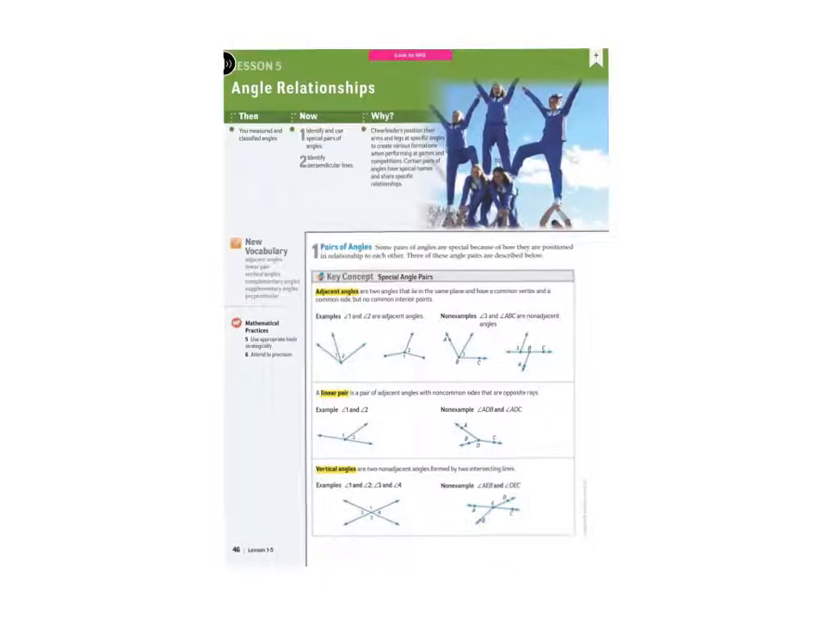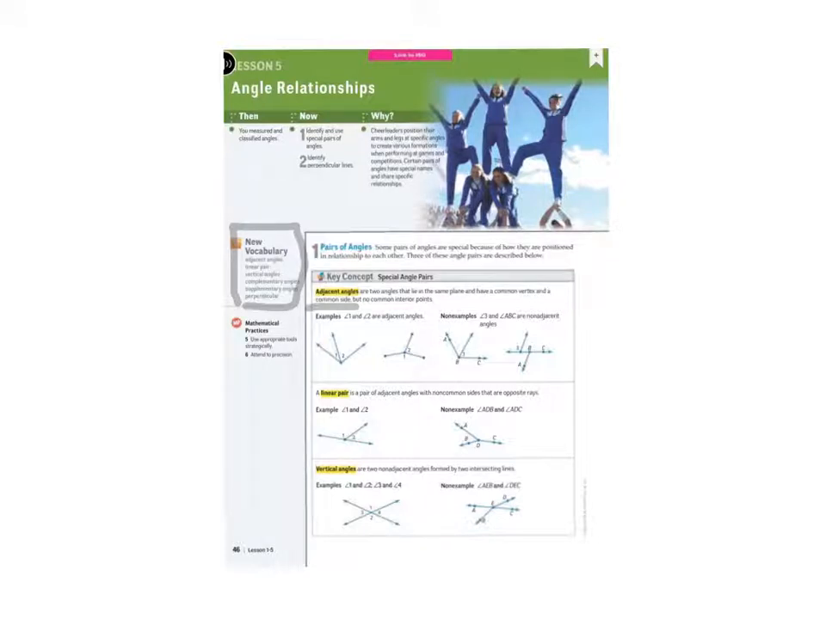All right, so let's have a look at 1.5 angle relationships. There's a lot of new vocabulary again that you need to notice, and I've put in the key concepts this time. So let's just have a look at the first three. The first three are adjacent angles, and adjacent means next to.